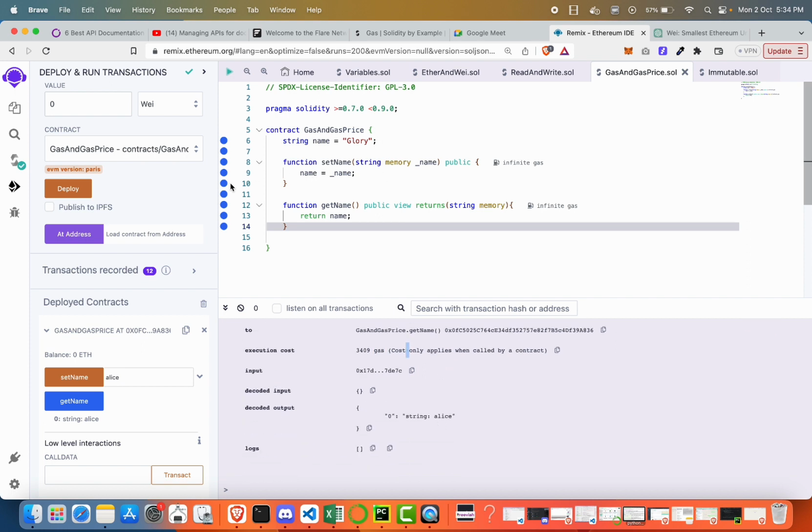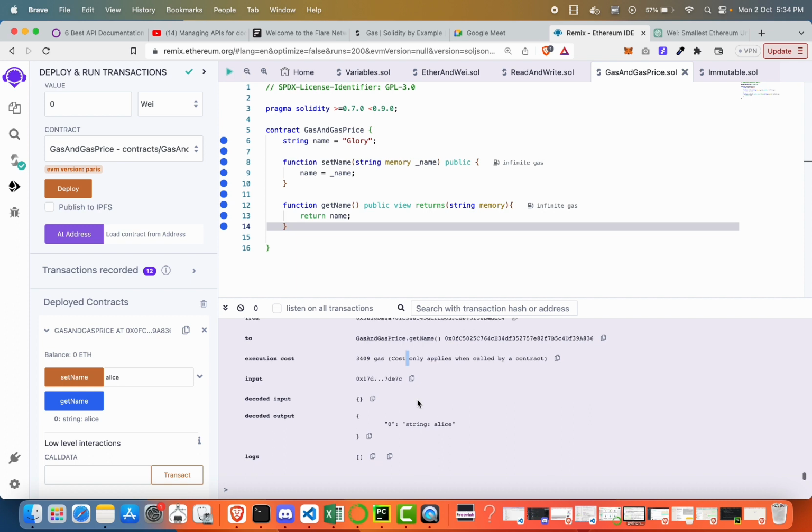Yeah, so guys, that's it on gas price and gas limits, gas cost, transaction cost, and all.